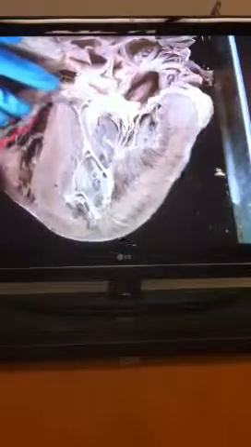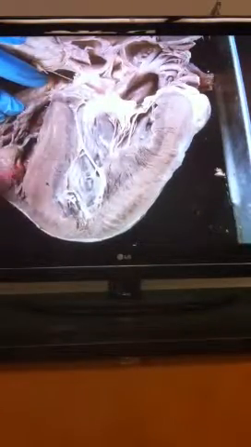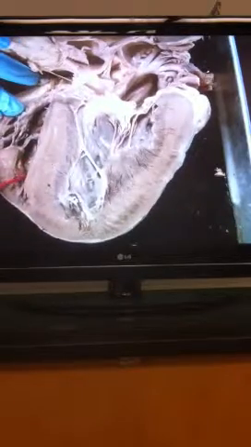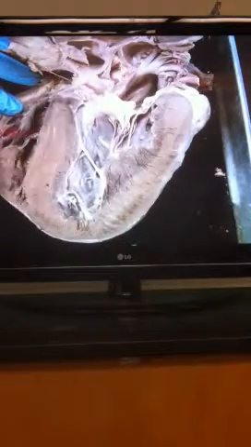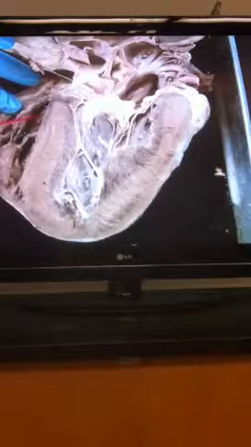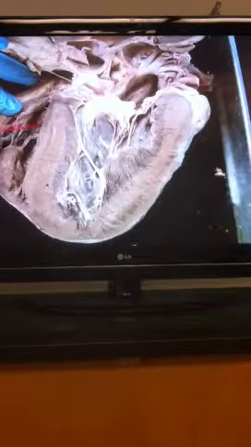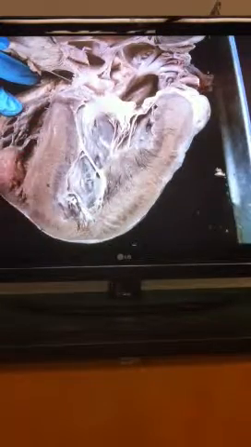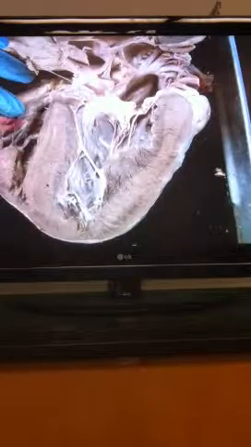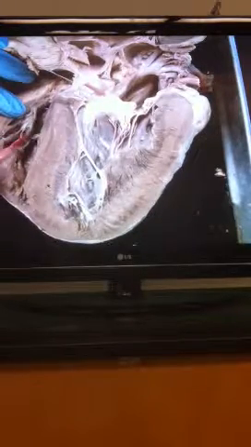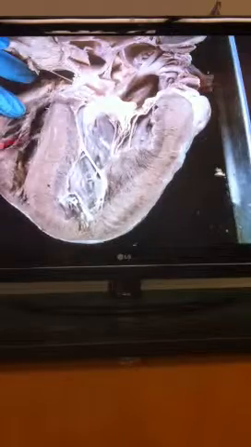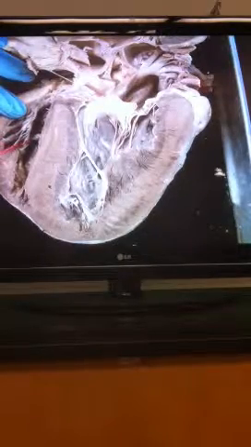Now, Mr. Gilmore, this is one chamber, and here's another one. How do you know that? Because here is a valve. So this chamber is what? Right atrium. This chamber is the right ventricle. What valve separates it? The tricuspid valve. And again, we got these chordae tendineae that connect to it.